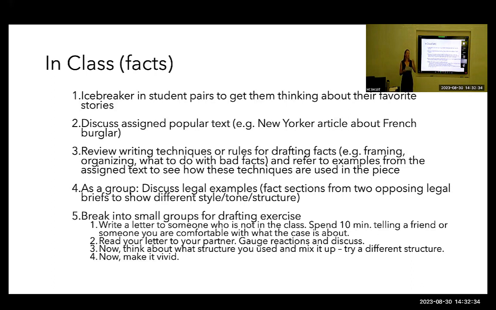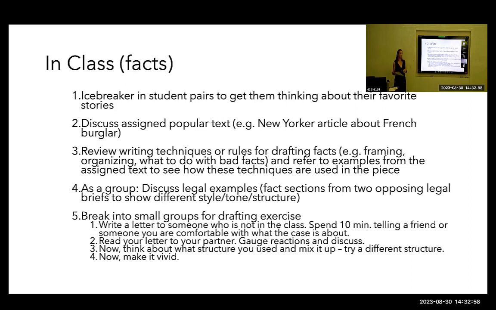So it's very descriptive. It uses a lot of imagery. So it's a beautiful piece for describing facts in particular, but also other things. So we talk about that story and then ask what it's about and what sticks out to them. Then we move into the review of writing techniques that relate to facts in particular.